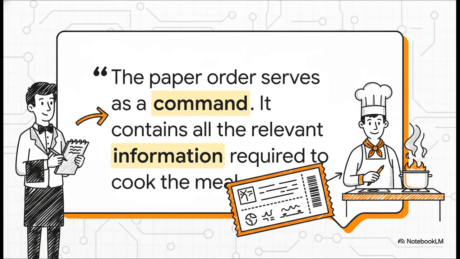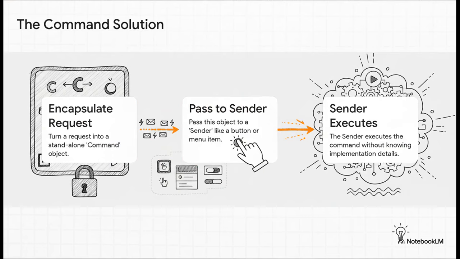And here is a fantastic analogy for how to solve this. Think about a waiter in a restaurant. They take your order and write it down on a little ticket. That ticket, that's the command. It has everything the chef needs to know to make your food. The waiter doesn't need to know how to cook the steak. They just need to pass that ticket, that command, to the kitchen. And that is exactly how this pattern works in our code.